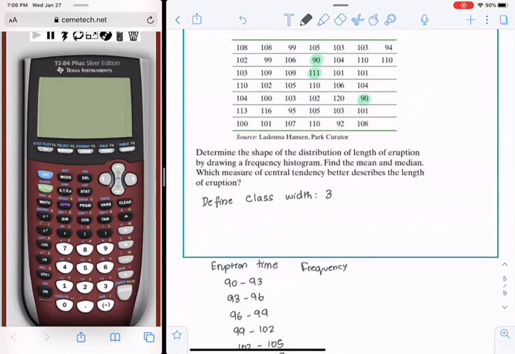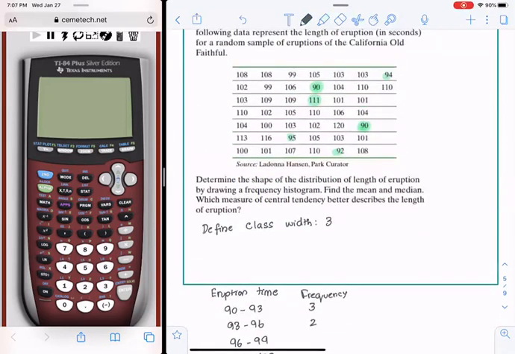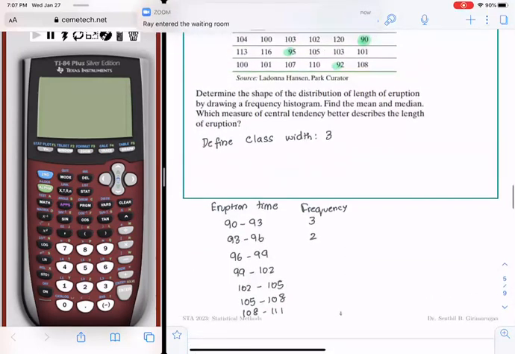90 to 93, so we have 1, 2, 3. So we have 3. 93 to 96, 1, 2, only 2. 96 to 99, let's include 99. So 1, 2, 3. We have 3.